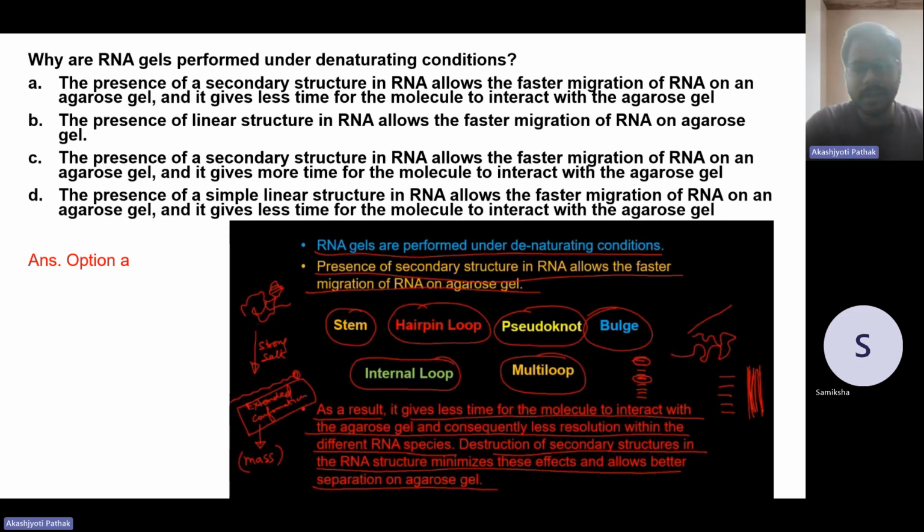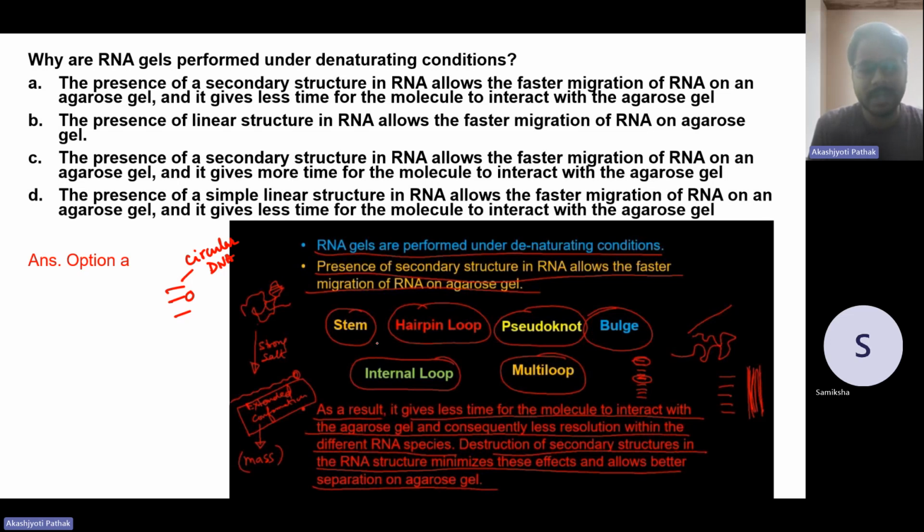The supercoiled form of the plasmid migrates faster. So if you run a plasmid in an agarose gel, you will see three bands. The band which migrates the fastest is the supercoiled DNA, then the linear DNA, and then on top you get the open circular nicked DNA. Similarly in the case of RNA, because RNA has different secondary structures, RNAs having secondary structure will migrate much faster on an agarose gel.